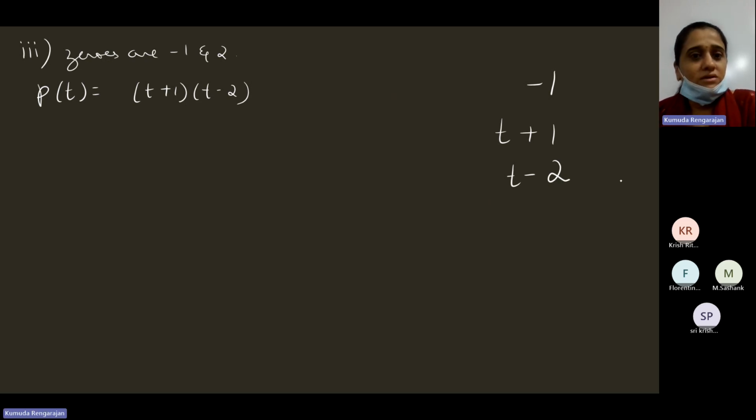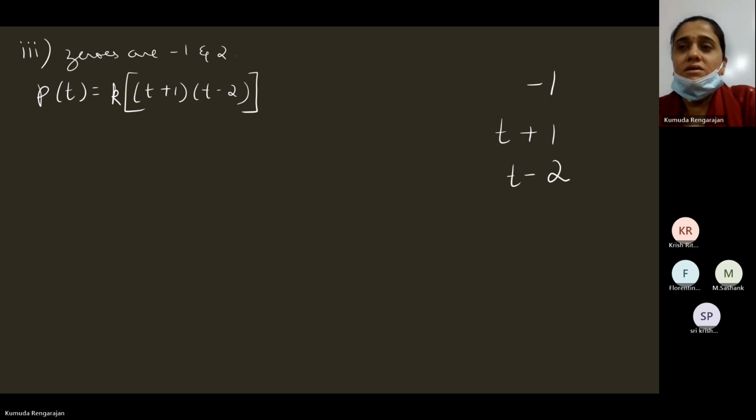Minus 1 means t plus 1. Plus 2 means t minus 2. These are the factors, and not this alone, into k. You know that, right? So P of t is equal to k into, see, there can be more than one. We know that more than one quadratic polynomial can have the same zeros. Now minus 1 and 2 can be the zeros of different polynomials, so you should find the specific one here.